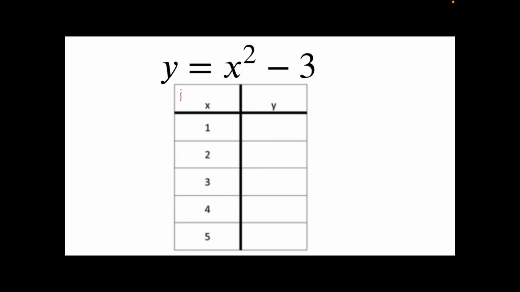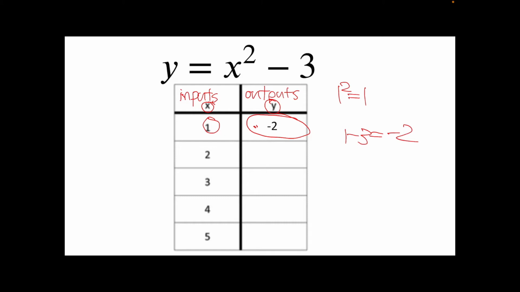Function tables. On the left we have our inputs, or some of our inputs, and on the right we have some of our outputs. So what this table is saying is, let's say that x was equal to 1. Well, we could find out what y is and write it right here. So 1 squared equals 1, and 1 minus 3 equals negative 2. So now we know that right here, we can put negative 2.